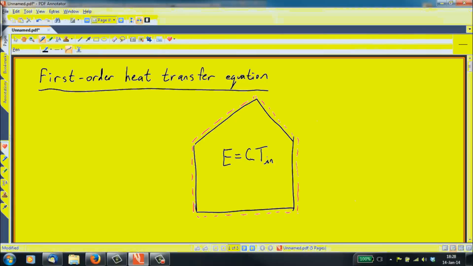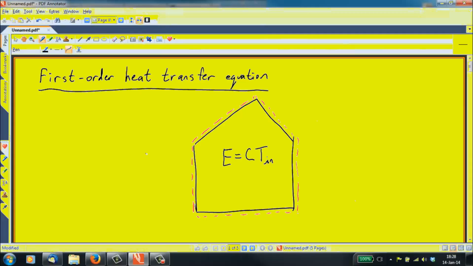Now again, the walls have more heat capacitance than the air, but if we add up the heat capacitance of the walls and the temperature of the walls and add that to the heat capacitance of the air and the temperature of the air, and so on, we can lump all this together into one energy term.